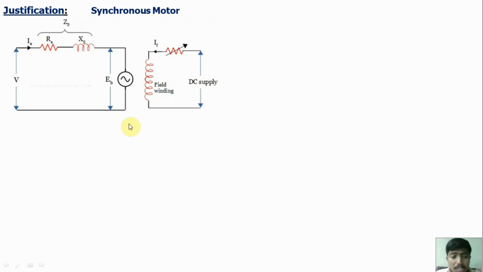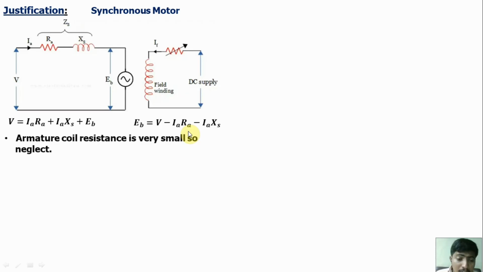Remember that. The equivalent equation for the synchronous motor is V = I_A R_A + I_A X_S + E_B. Rewriting this equation, E_B = V - I_A R_A - I_A X_S. For the armature coil, the inductive effect is higher and the resistive effect is very small, so we may neglect the I_A R_A drop because the armature resistance is very minimum. Now the equation becomes E_B = V - I_A X_S. It will make the concept easiest to understand.